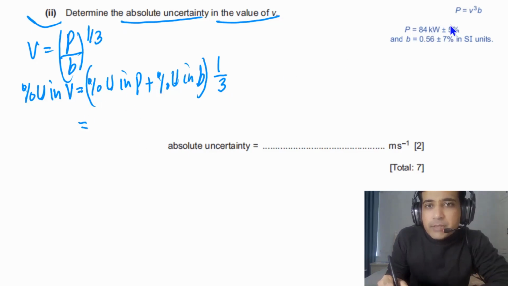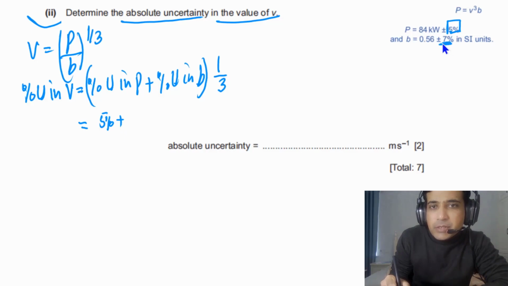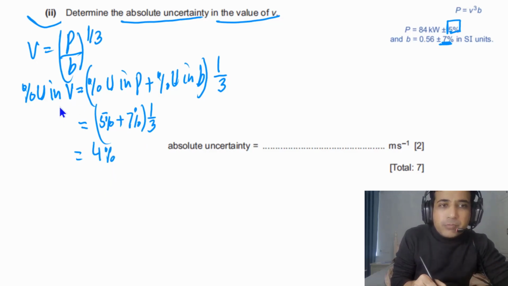Percentage uncertainty in P is given, that is 5%. So we can write down this is 5%, and the percentage uncertainty in B is 7%. So here we have 7%. So we need to add, then we need to divide. So we will get in this case 12. 12 divided by 3, it means we will get 4%. So this is the percentage uncertainty in V. And so now simply we can write down delta V by V, the percentage uncertainty in this one, is equal to 4%. Meaning this is equal to 4.